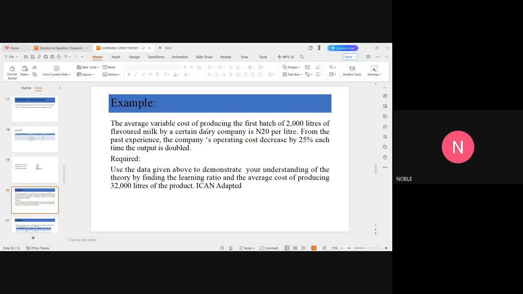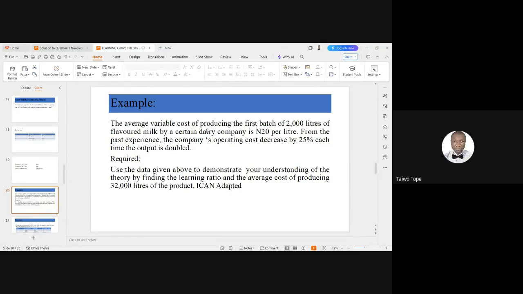From past experience, the company's operating costs decreased by 25% each time the output is doubled. So what would be the learning rate now? If operating costs decrease by 25%, at what rate are you learning? 75. Very good. You are learning at the rate of 75%, because every time you double, you reduce the operating cost by 25%. It means you are performing at the rate of 75%.